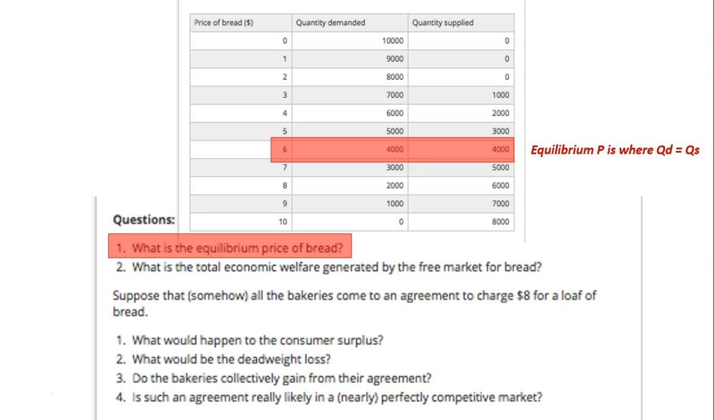Now that's straightforward enough, but for the rest of the questions it would be very useful if we draw some graphs based on the data we've been provided with, because we're going to be asked to calculate the consumer surplus, deadweight loss and producer surplus as part of an economic welfare analysis of this market.